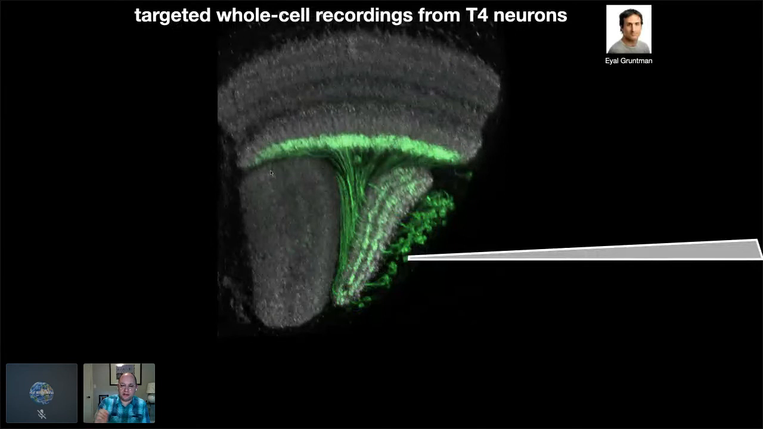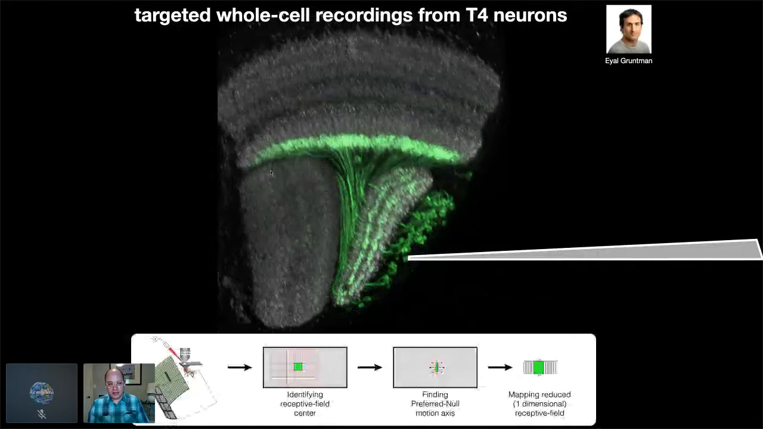I should say these are among the smallest neurons in the fly brain. They're also the most numerous neurons in the fly brain in terms of cell types, so they're clearly important, and we were excited to try to figure out what they do. Not only did this require reliably getting recordings, but we also had to reconceive our approach to generating and delivering visual stimuli, to do something much more like single-unit neurophysiology done in primates. This required online mapping, identifying receptive field centers, then finding the axis for which the neuron is most sensitive to motion, and then mapping within this reduced one-dimensional receptive field.